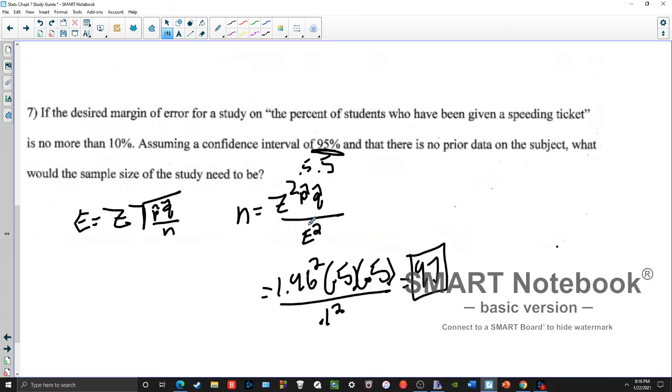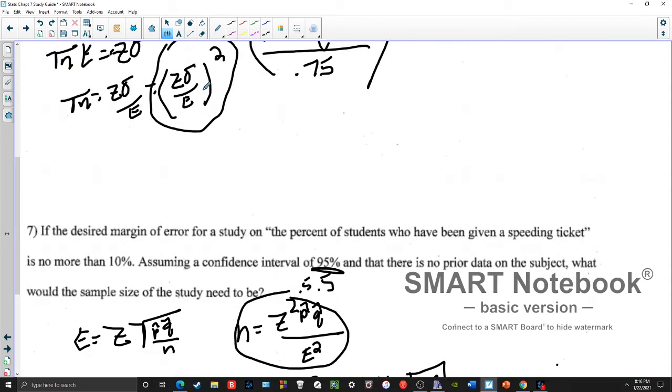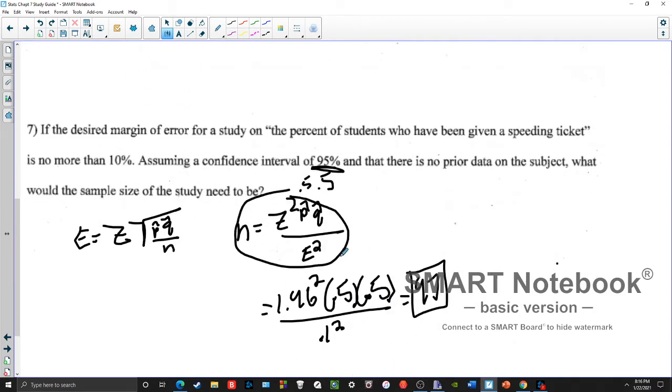So again, these formulas are similar. This formula right here for a proportion and this formula right here for an average. But just again, make sure you know which realm you're dealing with. Are you dealing with the population average estimate that you want, or are you dealing with a population proportion estimate you want? Because that's going to determine which formula you use, even though they both use Z.